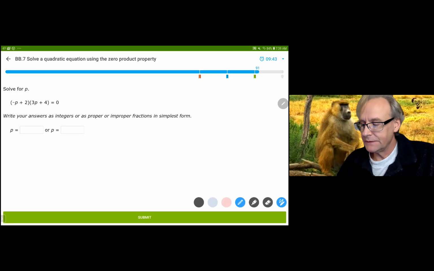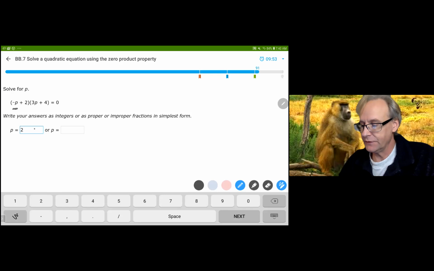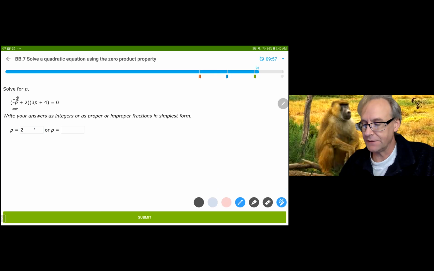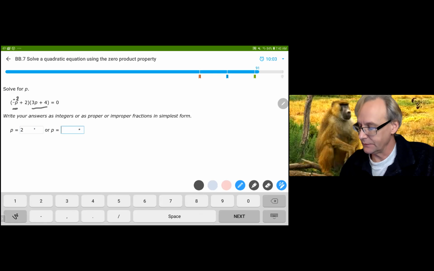Okay, this one's a little different. We have a negative on our variable. It doesn't matter. It just means that it's going to be 2 instead of negative 2, isn't it? So that's going to be 2. A positive 2 will make this 0. Putting in a negative in front of that 2 will give me 0 there. And for this one, I just solve it. I subtract 4 and divide by 3. Gives me negative 4/3. And we're done.